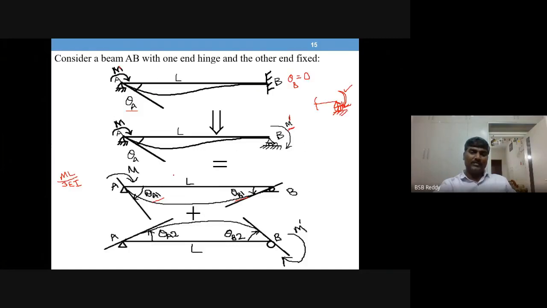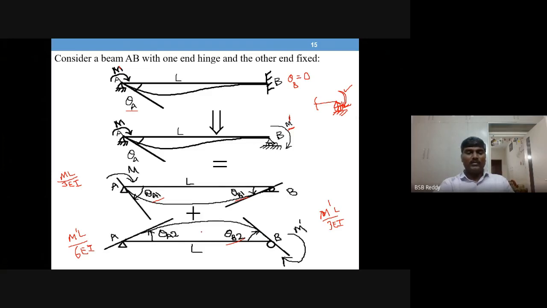Similarly, now the moment is applied at B. So theta B2 value is, now M means M dash. So M dash L by 3EI is at B, because the moment is at B. Now at A this will become M dash L by 6EI. What are these values? Rotation values, slope values, theta values.